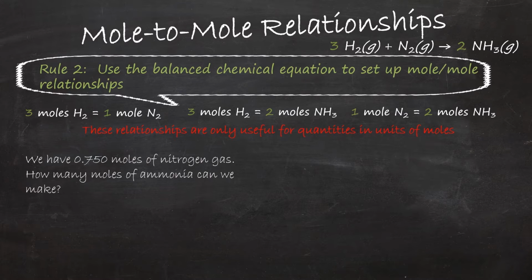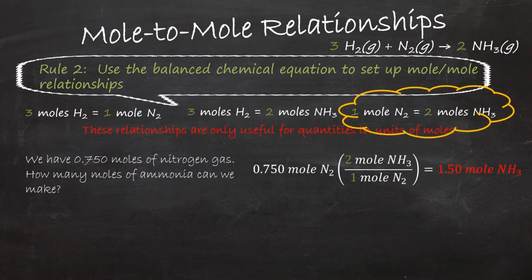Okay, so assume we have 0.750 moles of nitrogen gas. How many moles of ammonia can we make? We're going from moles of nitrogen gas to moles of ammonia using our new relationships, where the stoichiometric coefficients in the chemical equations inform us that 1 mole of nitrogen is equivalent to 2 moles of ammonia. From the computation, we see we can make 1.50 moles of ammonia.